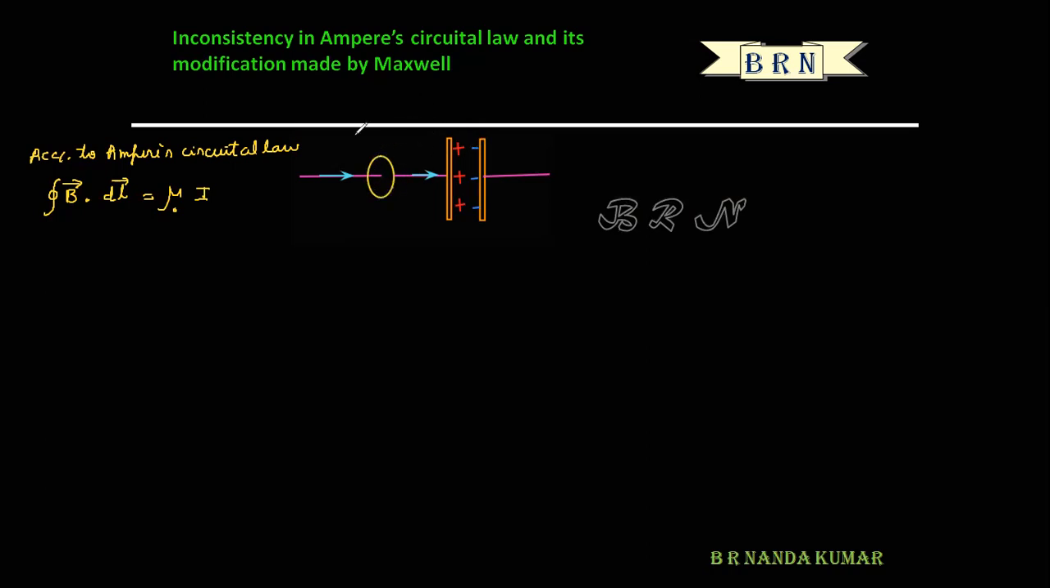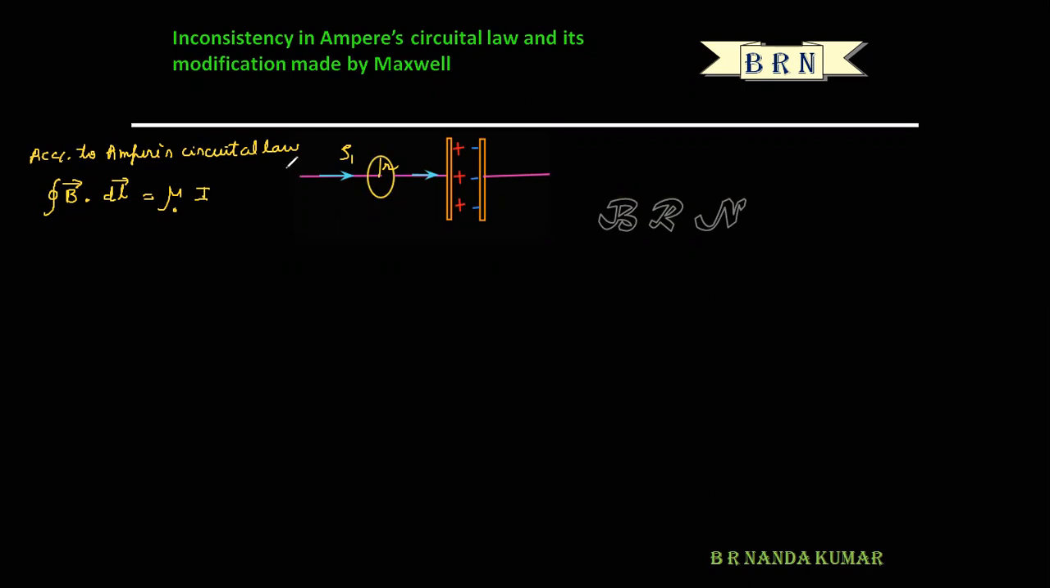Let us consider this one as S1, a plane circular surface of radius R, whose center lies on the wire carrying current, and its plane is perpendicular to the direction of current in the wire.